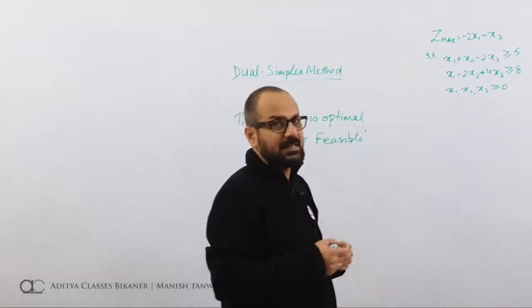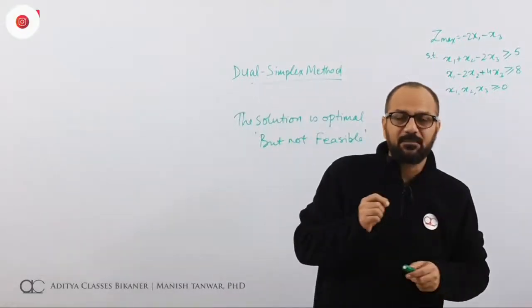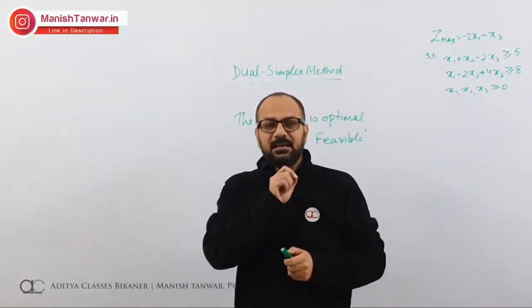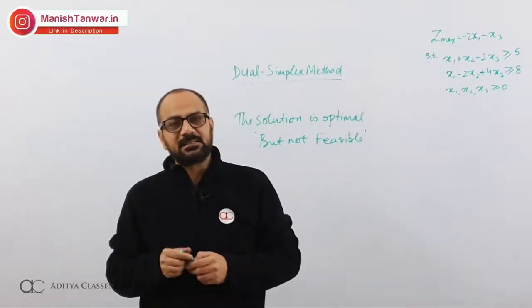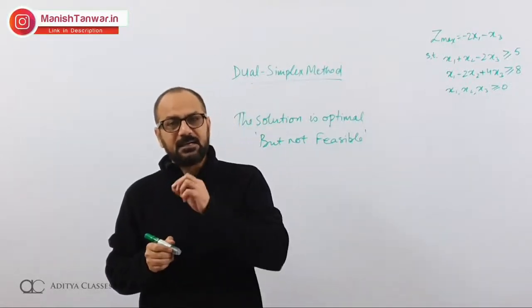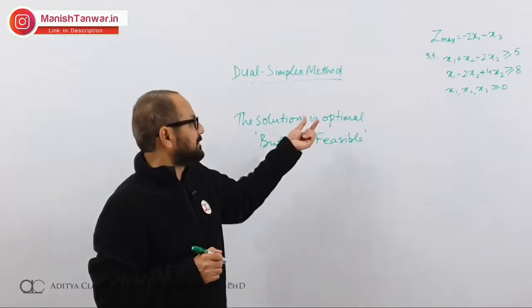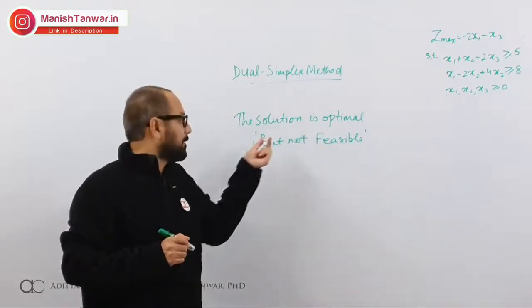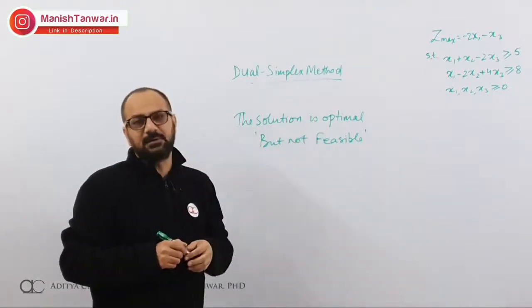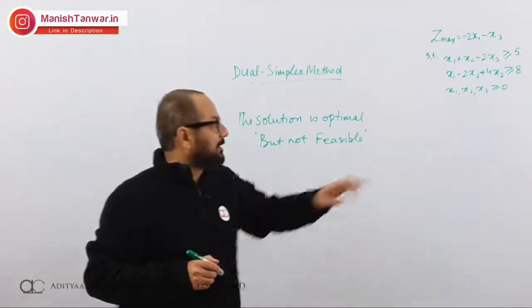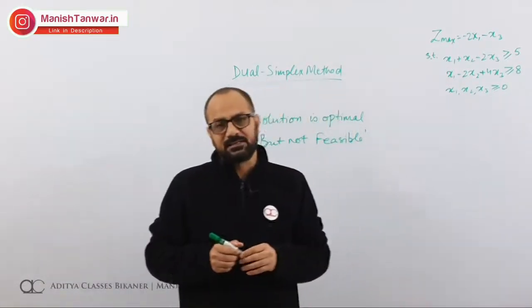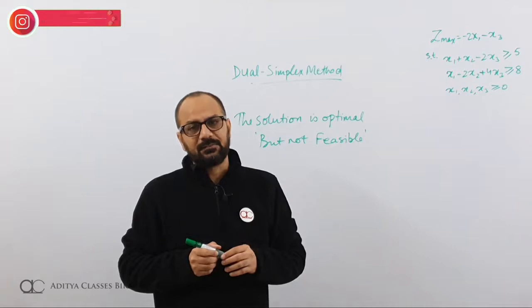Solution is optimal means that the net evaluation row for a maximization problem, Cj minus Zj, is either 0 or negative, hence it is optimal. But it is not feasible. Why is it not feasible? We have a physical constraint, the non-negativity constraint.